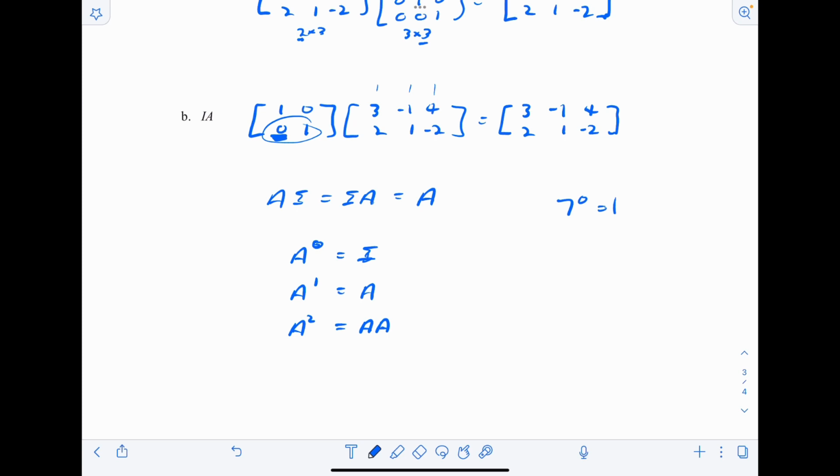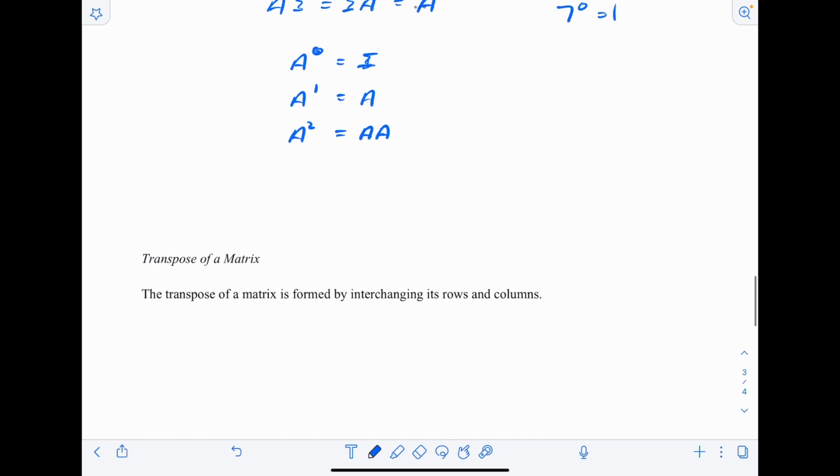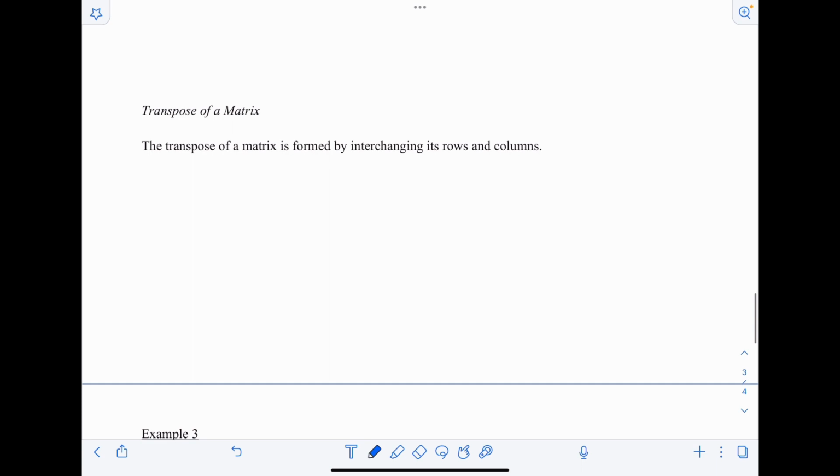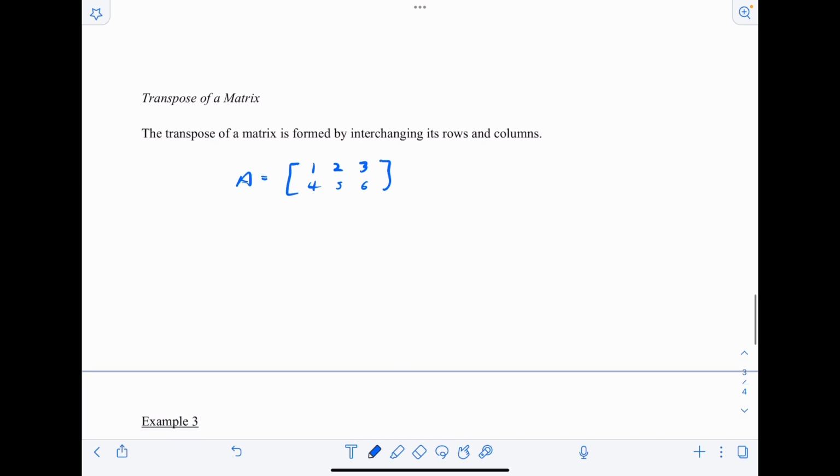All right, so the last thing I want to touch on then is what are called transpose matrices, or the transpose of a matrix. And here a transpose just means taking a matrix and interchanging its rows and columns. So if I have a matrix A, and we'll just do another 2 by 3 here, and I'm going to make this really simple. We'll just call this 1, 2, 3, 4, 5, 6. I want to make sure these numbers are different so you can really see how this turns into its transpose.